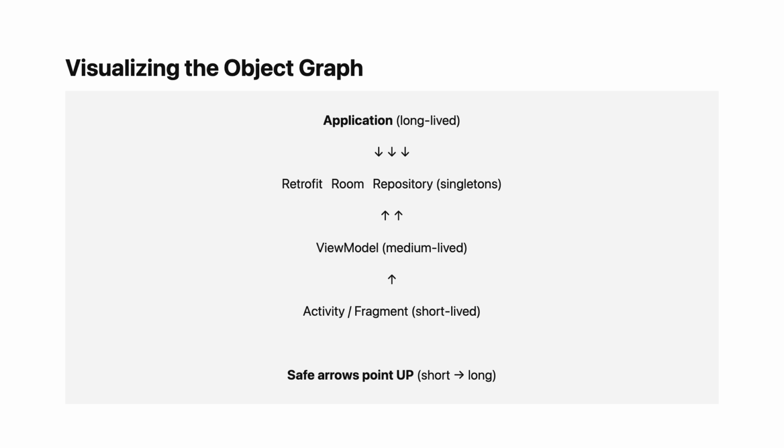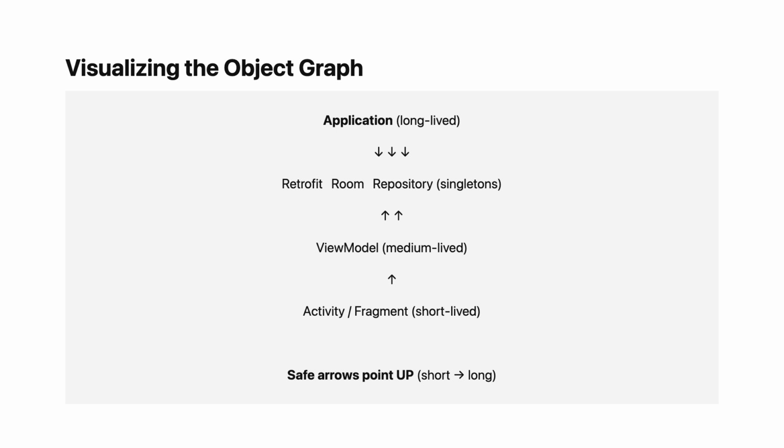I want you to start thinking visually about your app's object graph. Picture it: your application at the top, with strong references flowing down to singletons, your Retrofit instance, your Room database, your repositories. Below those, your view models, each holding references to repositories. Below those, your activities and fragments, holding references to views. The arrows should predominantly flow from long-lived to short-lived. No, that is the leak pattern.